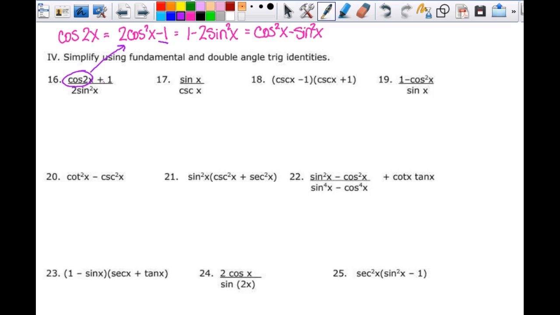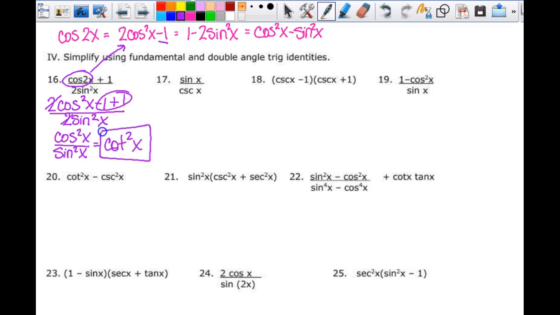So, by thinking through it before I start, I think I'm going to replace it with the cosine, even though there's sine in the denominator. So this is going to give me 2 cosine squared x minus 1, that's just for this part, plus 1, all over 2 sine squared x. So this plus 1 minus 1 goes away, and these 2's can cancel out. So it leaves me with cosine squared x over sine squared x, and that gives me cotangent squared x.